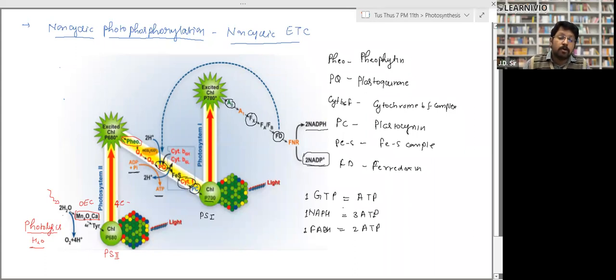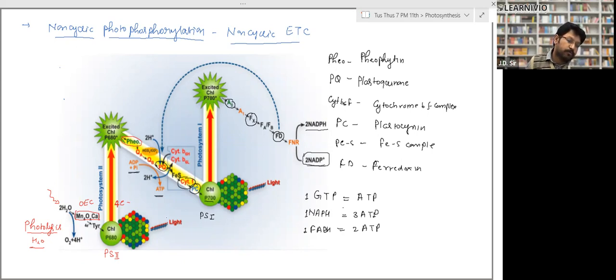Non-cyclic, why? Because electron is ejected from one point and it is received at another point. It does not come back. So this is non-cyclic. From one end, electron leaves the place, and at another end it is received. Photophosphorylation, because synthesis of ATP takes place. That's why it is photophosphorylation.